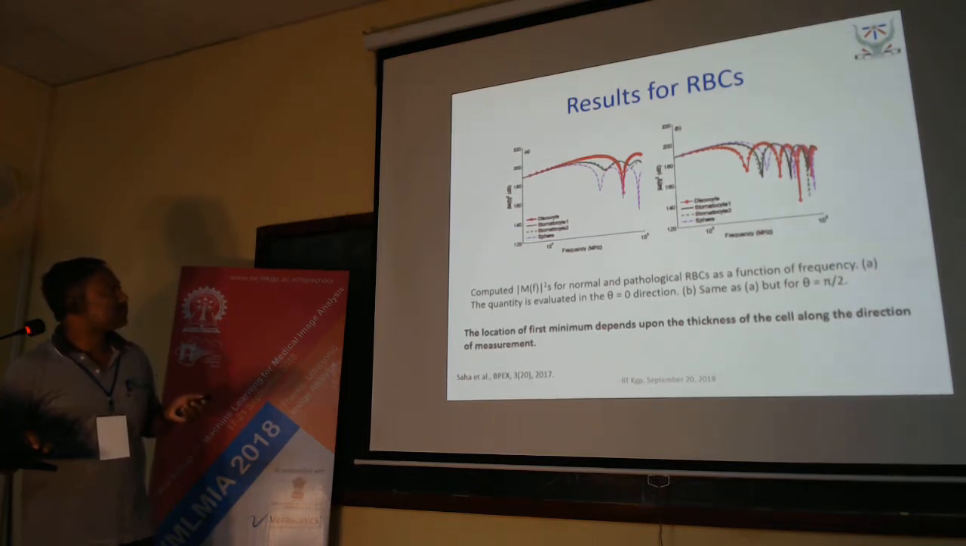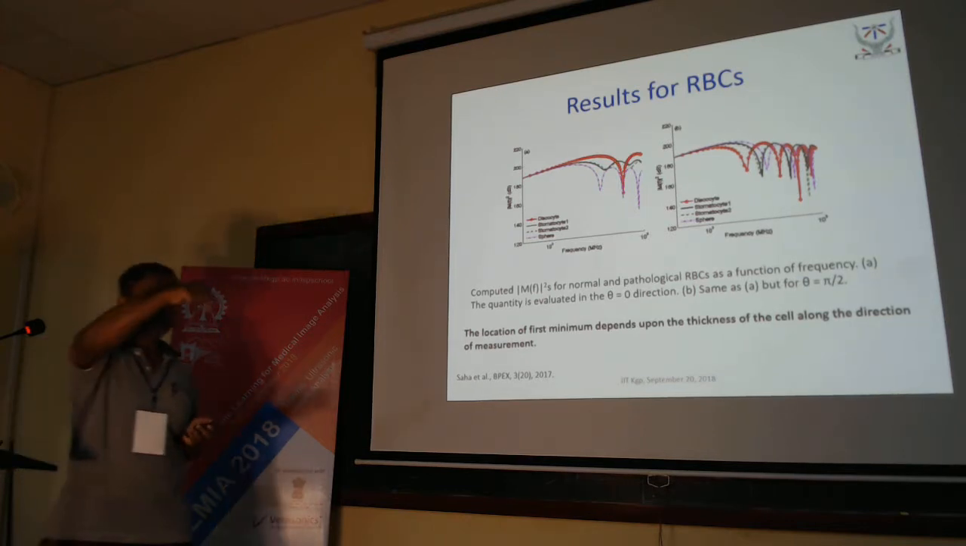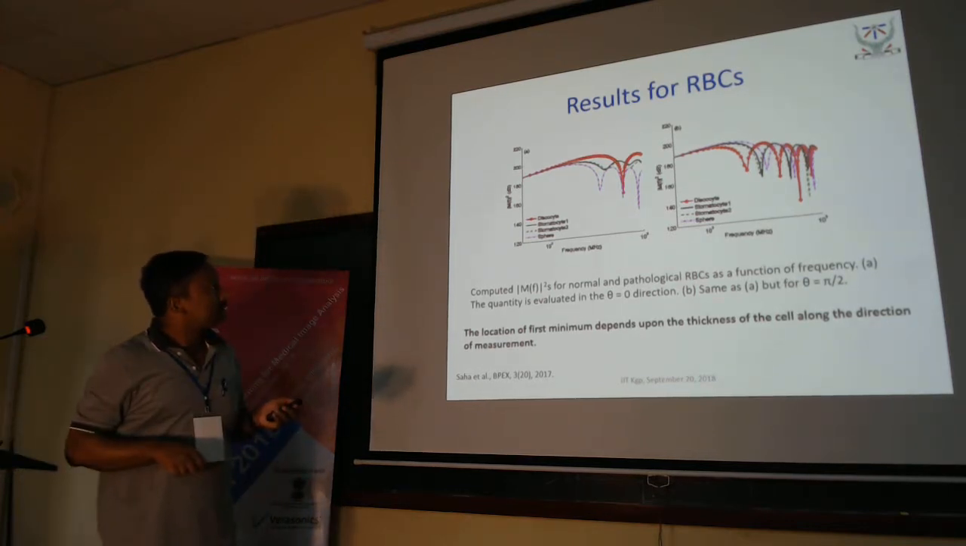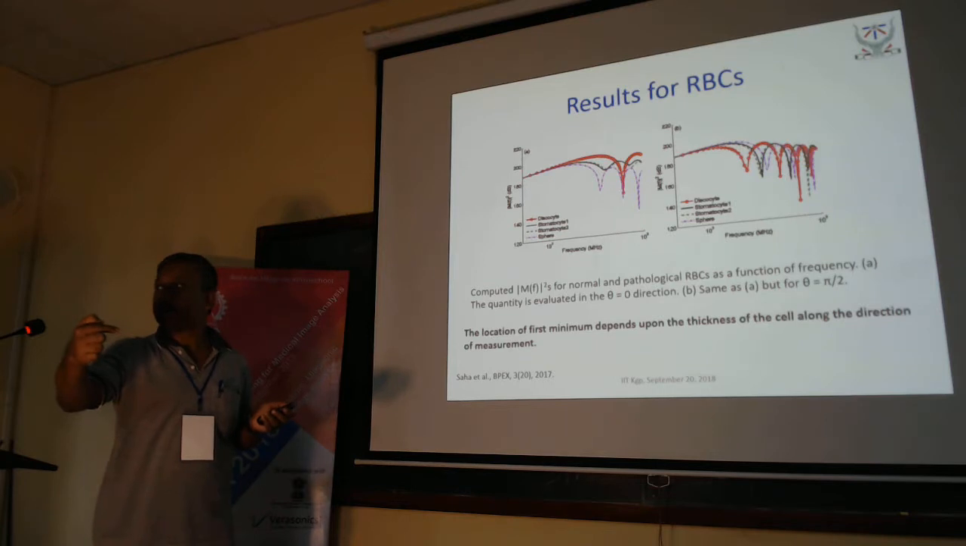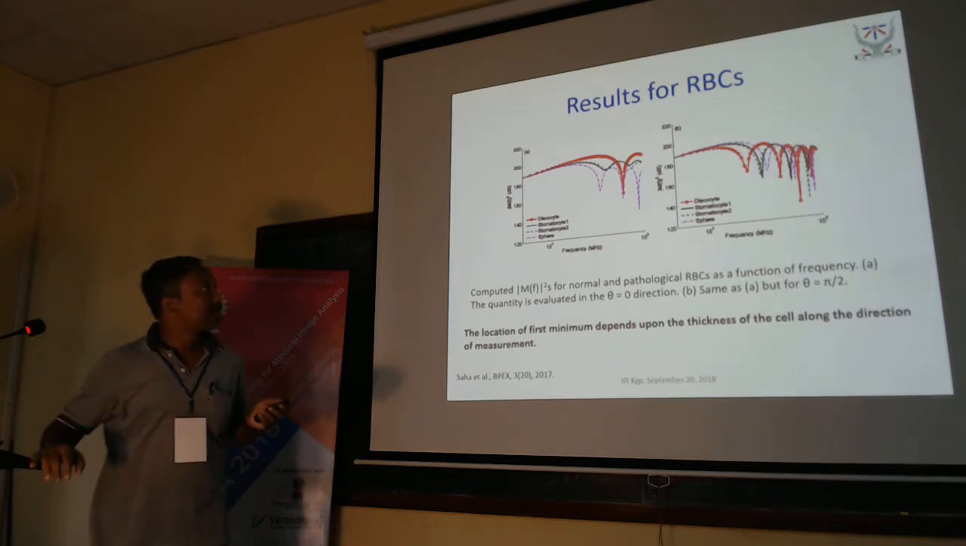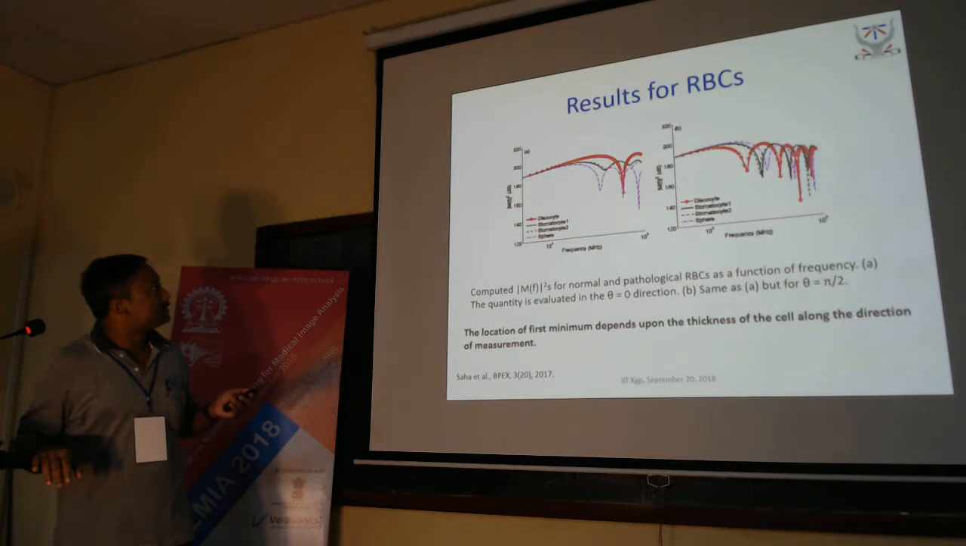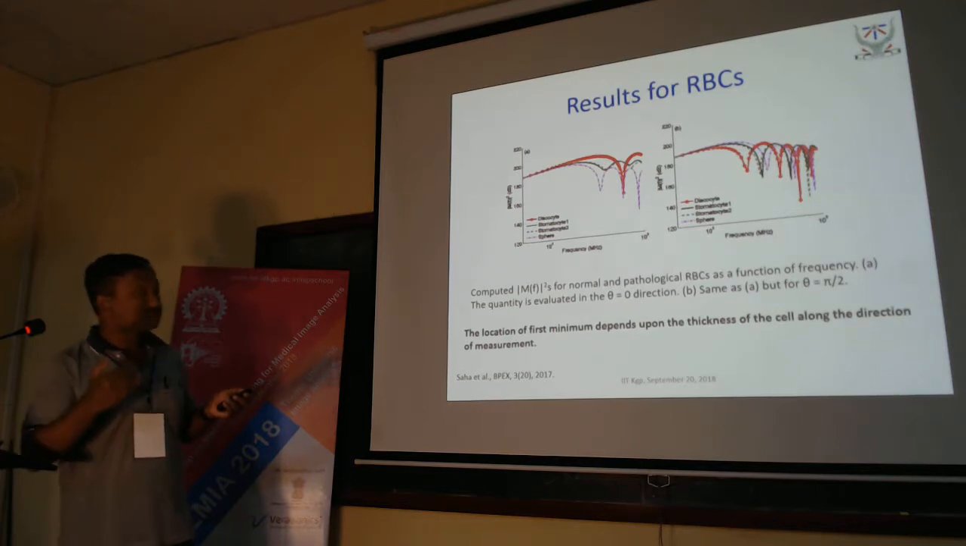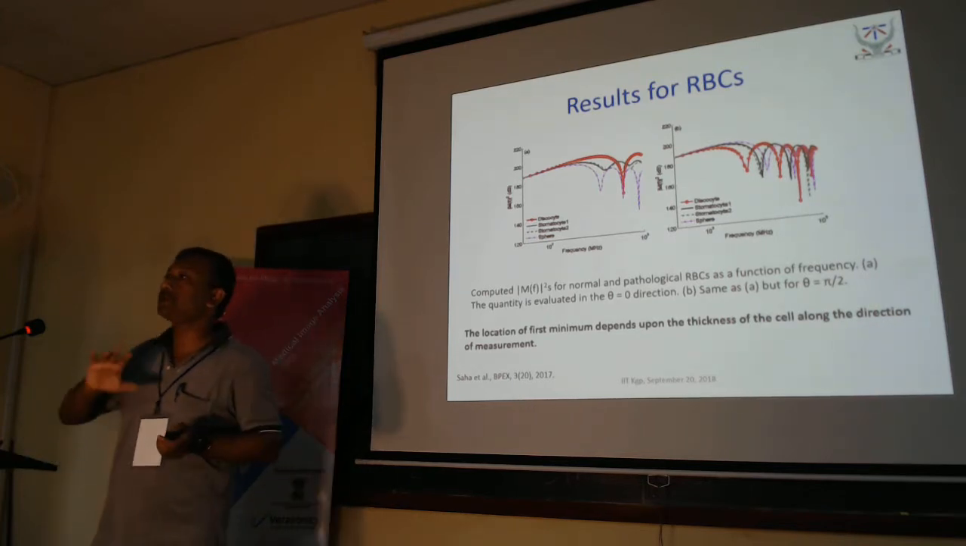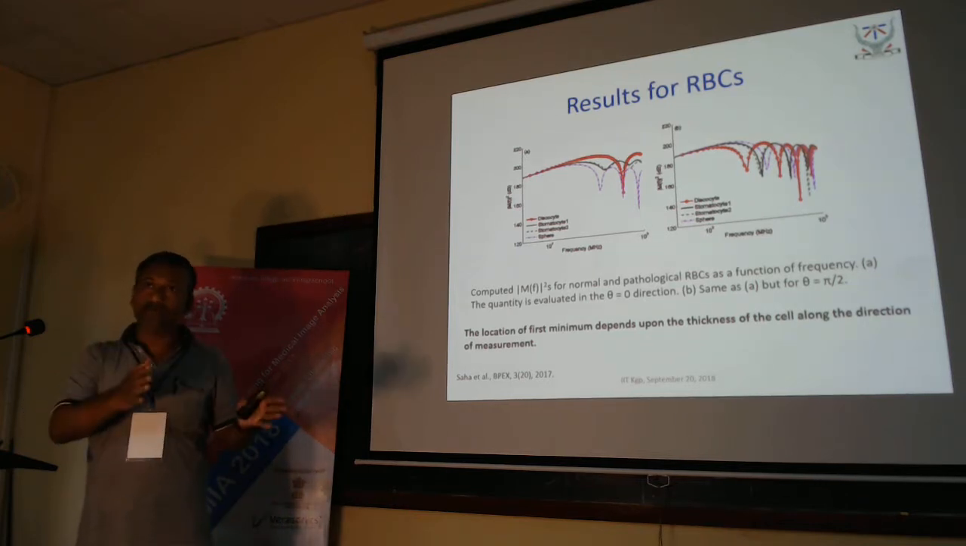If you plot them, you will see that your first minimum appears here. It is about 620 megahertz for a discocyte if you probe from a 0 degree angle. But it will appear much earlier, around 220 megahertz, if you probe from a 90 degree angle. This is for a sphere, where the spectra are exactly the same. These are for stomatocyte 1 and stomatocyte 2, where you can see that the first minimum appears slightly earlier than the normal RBC.